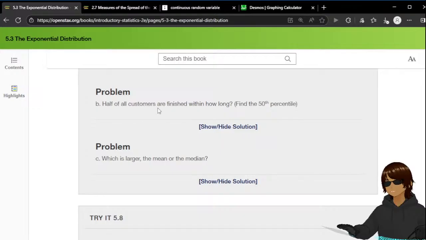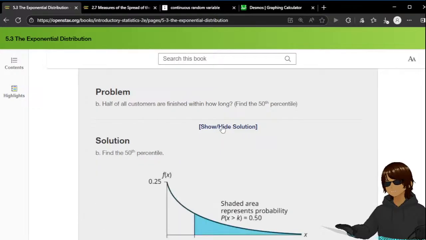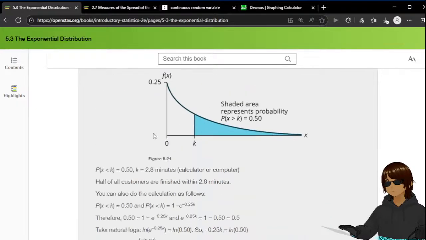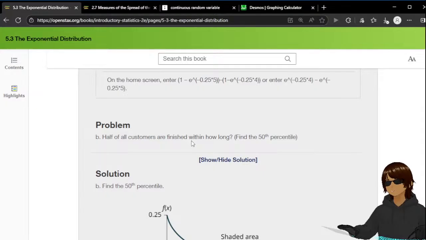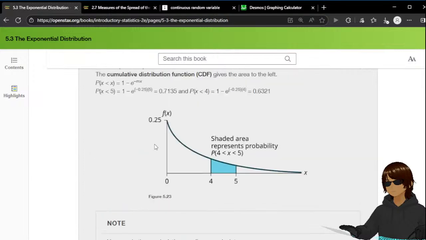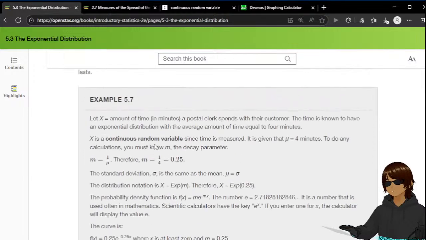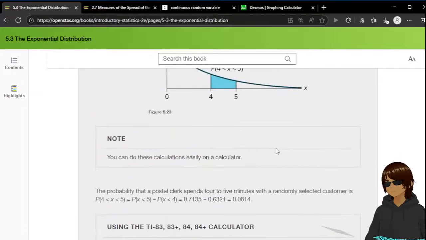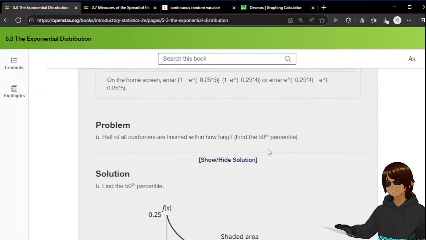Half of all customers are finished within how long? 4 minutes? 2.8? Isn't the average 4? Mu is 4, right? So 4 minutes. Time is known to have an exponential distribution with an average amount of time equal to 4 minutes. So isn't that the 50th percentile?